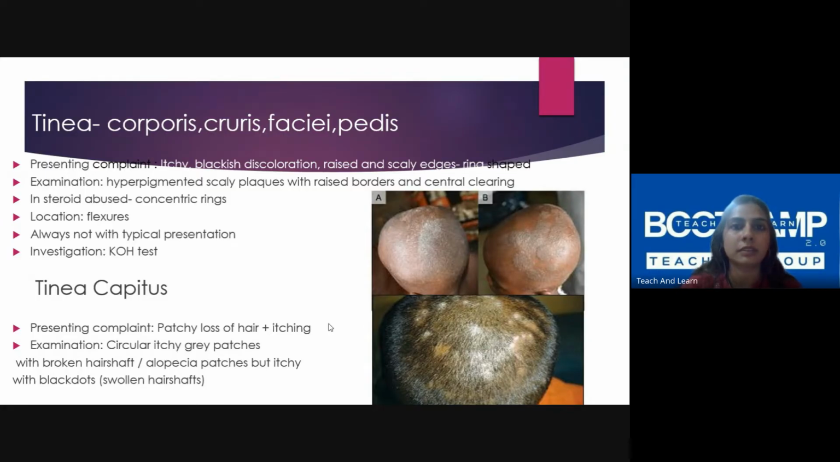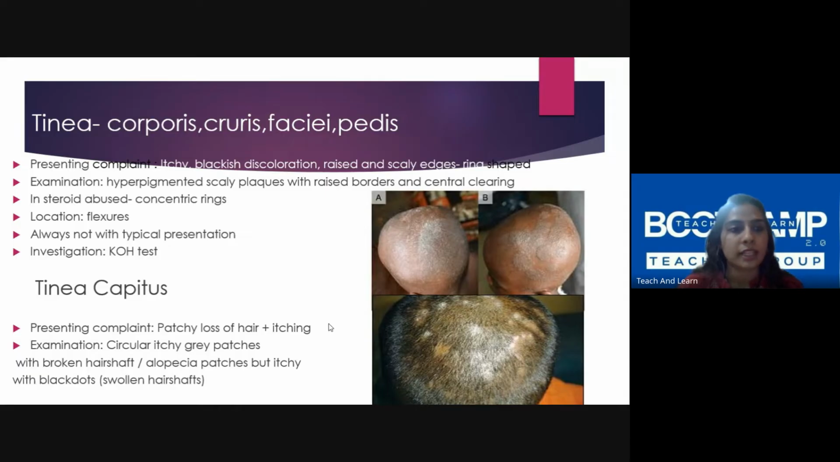If they have used steroid before, they would have. Mostly they would have, because either they would have used one of those combination ointments which I showed you earlier, or when they go to a medical store and ask for an ointment for itching, they would be given a steroid ointment. So they would have used that as well. Then it will be presented as concentric rings. We'll see why it is coming like that later.